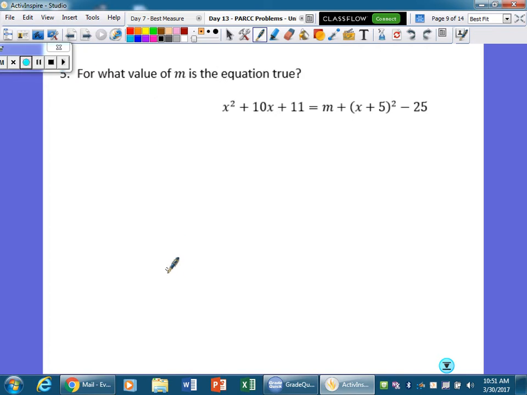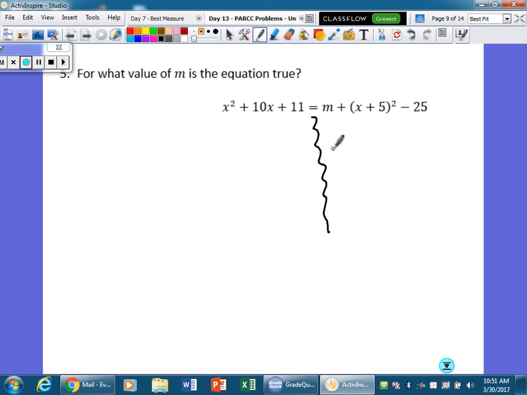Okay, number 5. What value of m makes the equation true? All right, my left side is completely simplified, x squared plus 10x plus 11. And now we're going to do our right side. You almost treat this like 2 separate problems. I have this problem over here. Let me simplify this side and see what I need.